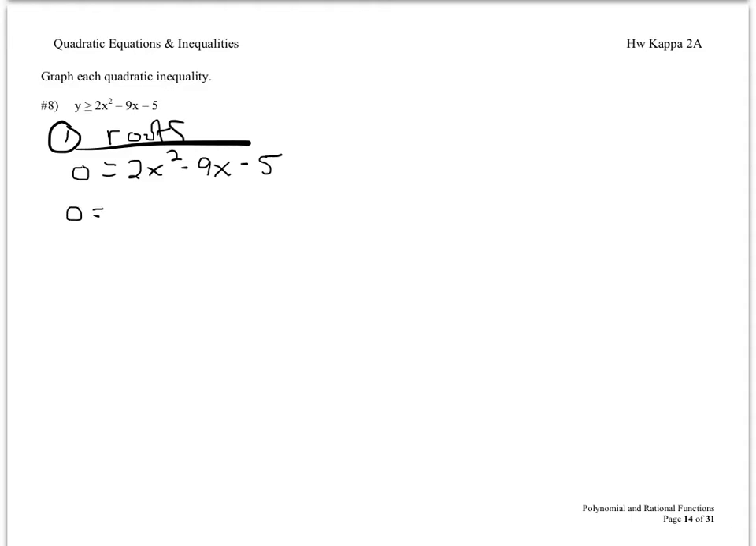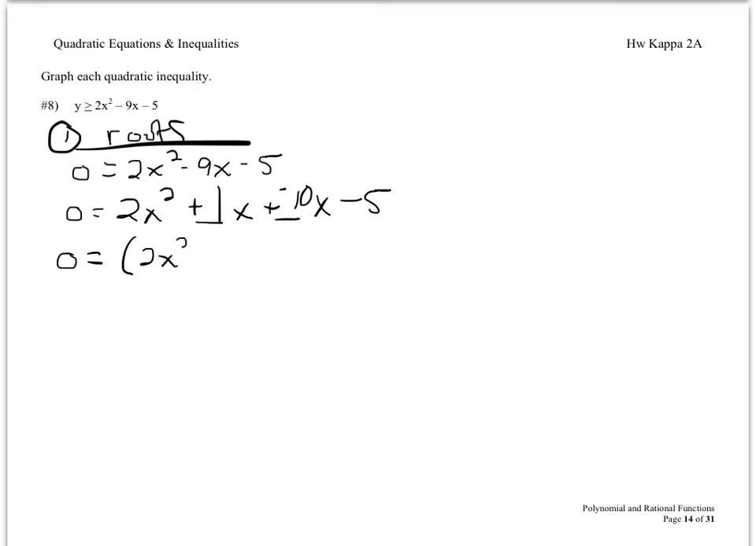This factors. We need two numbers that multiply to get -10, 2 times -5, and the same two numbers add to get -9. It's called splitting the middle term, what we're doing right now. 2 times -5, once again, is -10. It has to add to be -9. 1 and -10 are numbers that work. So on one of these I'm going to put a 1, on the other one I'm going to put a -10. That's splitting the middle term.